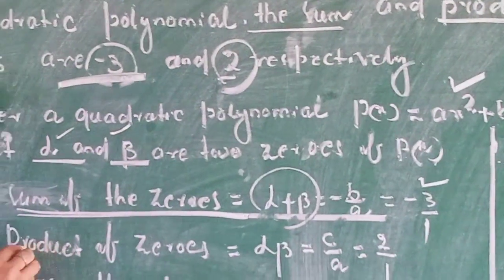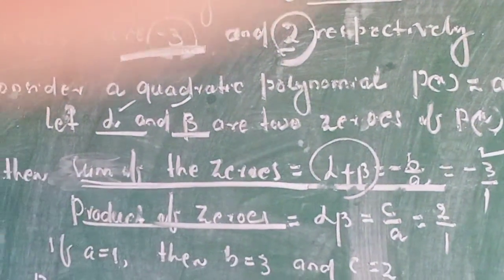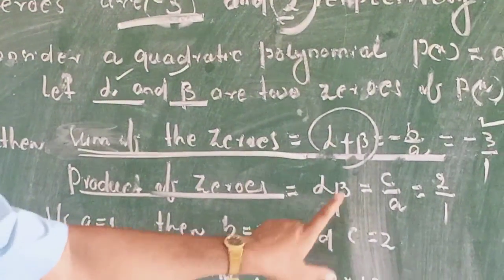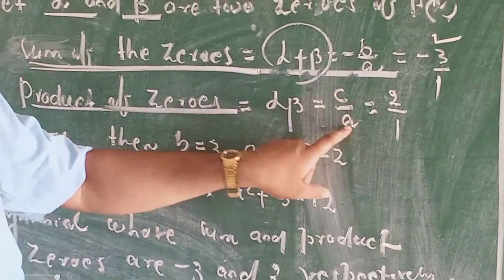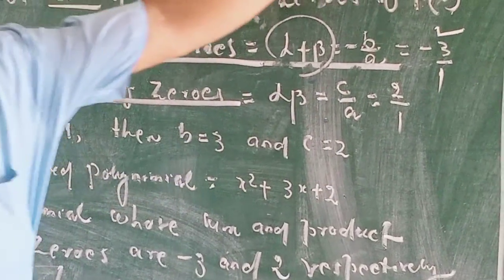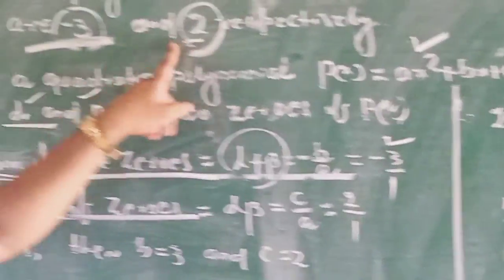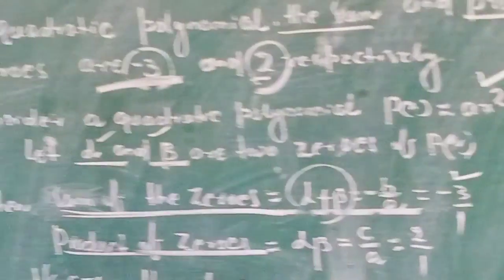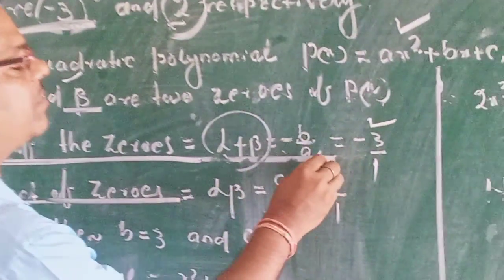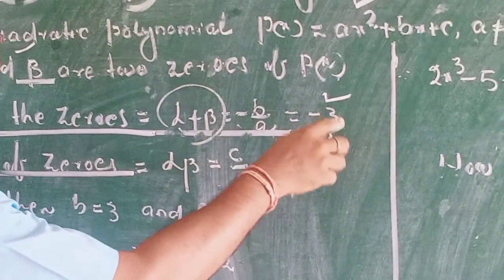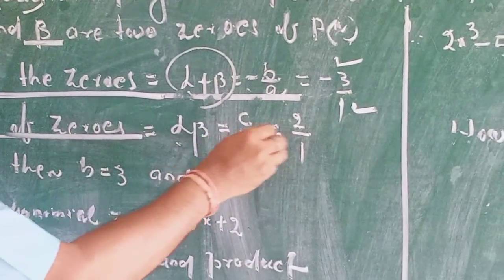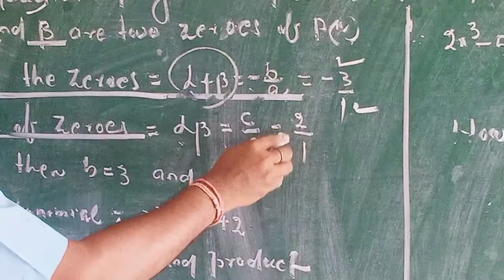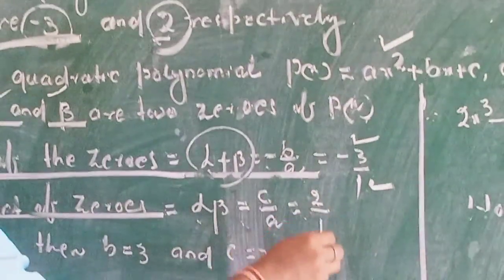Now the product of the zeros. The formula for the product, alpha into beta, is c by a, the constant term by the coefficient of x square. The product of the zeros is given as 2, so c by a is equal to 2. Alpha plus beta is -b by a, equal to -3, and -3 is the same as -3 by 1. And alpha into beta, c by a, is equal to 2, which means 2 by 1.